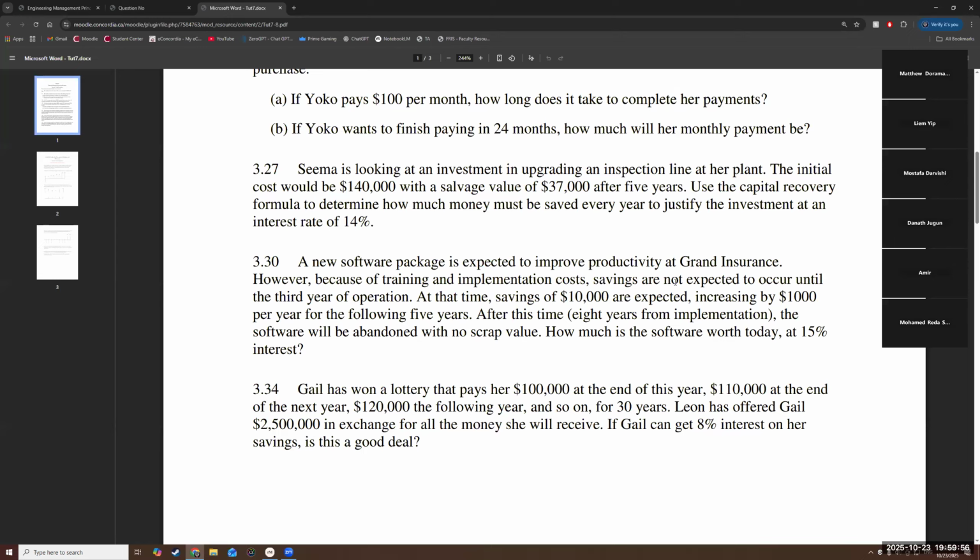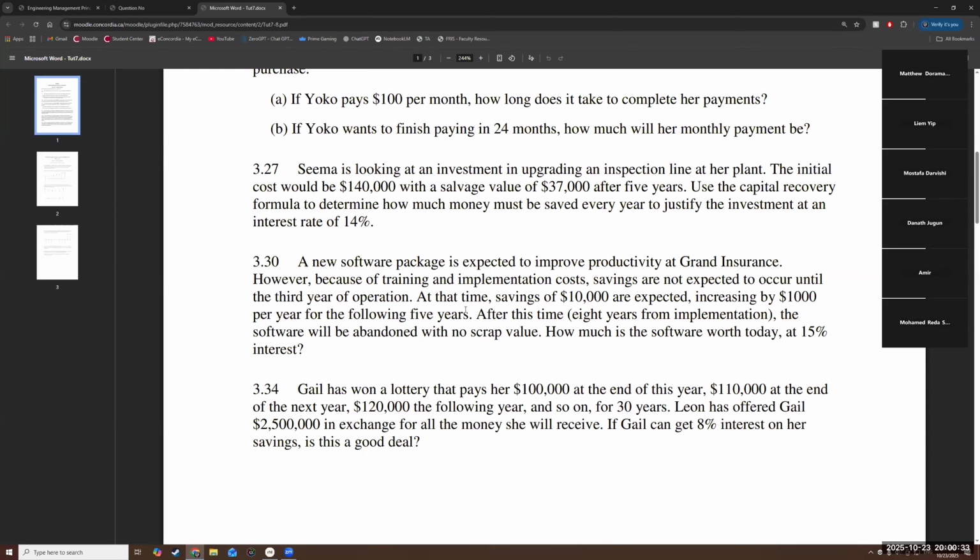Savings are not expected to occur until the third year of operation. Okay, just for the record, savings can be represented as just revenue. Savings and revenue, they're interchangeable when you don't know what you're spending every year. So these savings will just count as revenues. At that time, savings of $10,000 are expected, increased by $1,000 per year for the following 5 years.